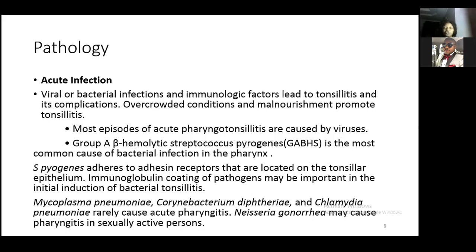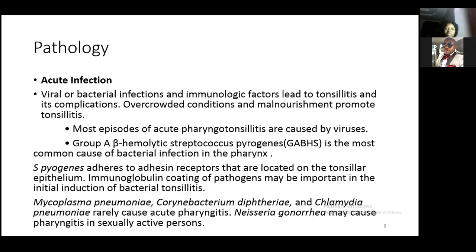Most episodes of acute pharyngeal tonsillitis are caused by virus. The common virus that has been implicated is the herpes simplex virus. Other viruses are the Epstein-Barr virus, which is also linked to infectious mononucleosis, and also the cytomegalovirus, the adenovirus, and also measles. A particular research showed that Epstein-Barr virus alone can give pharyngitis or tonsillitis that can produce exudates, which is similar to what we see in bacterial infection.